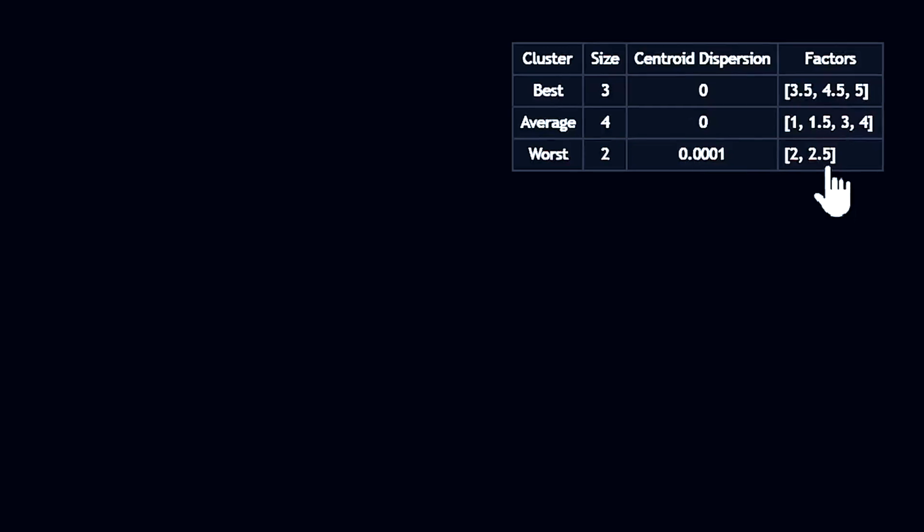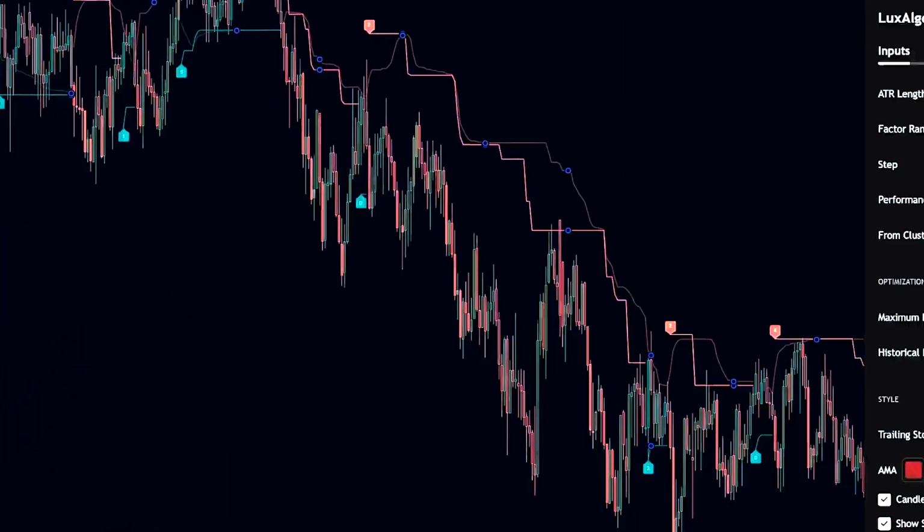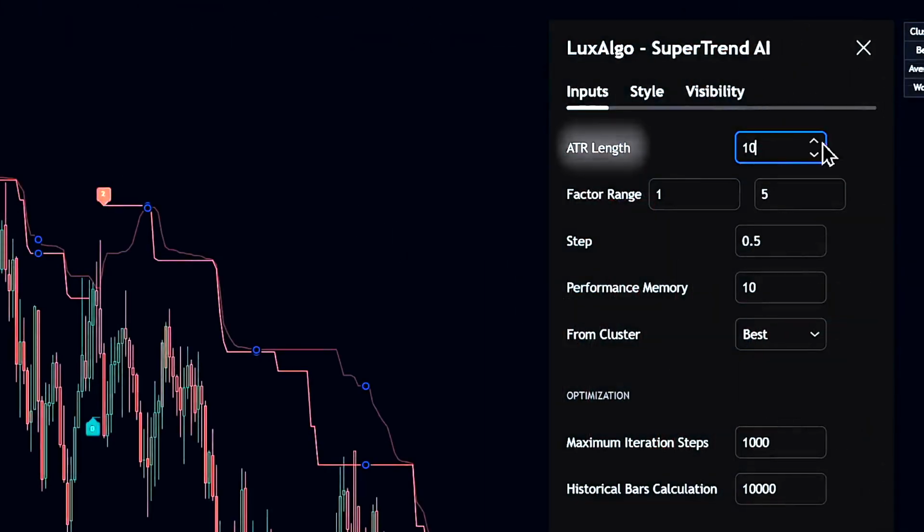Now let's check out the settings menu, because there's some great stuff you can adjust. First up is the ATR length, which controls how quickly the indicator reacts to price changes. A smaller number makes it more responsive, while a larger one smooths things out and helps reduce noise.